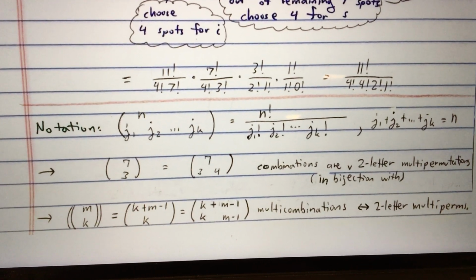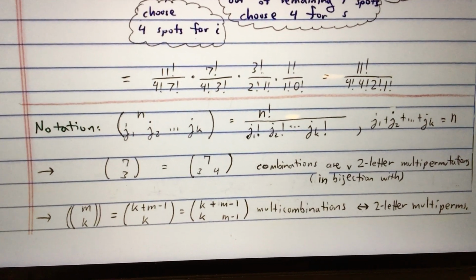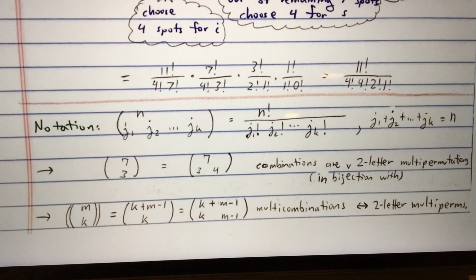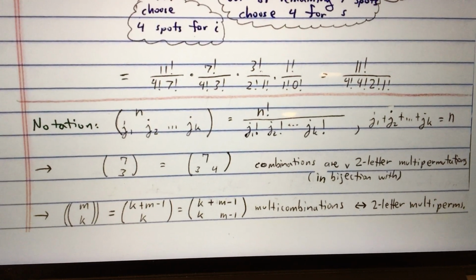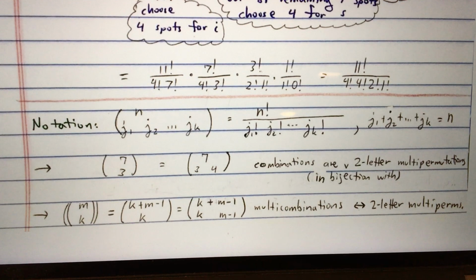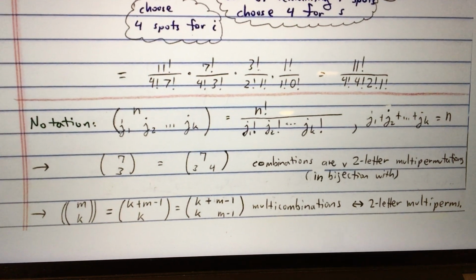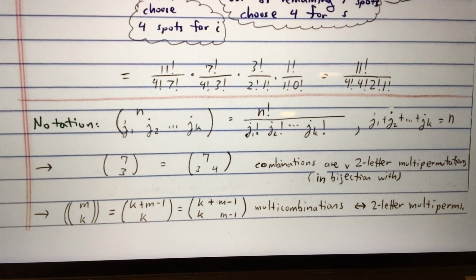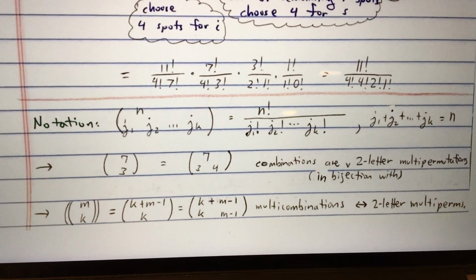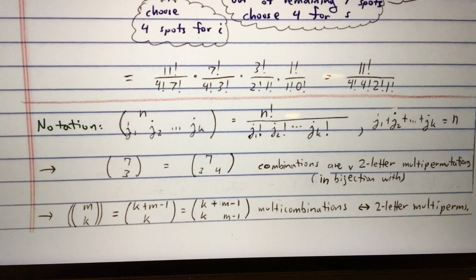The j1 is 4, j2 is 4, j3 would be 2, j4 would be 1, and all those numbers, j1 plus j2 plus all the way up to the last one, however many there are, have to sum together, have to add up to n, the top number.